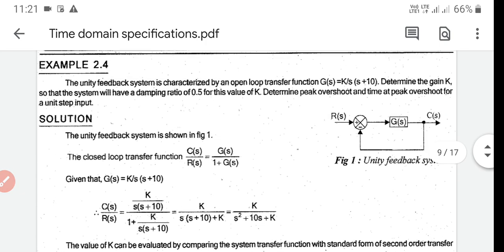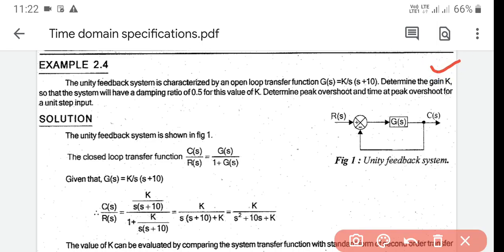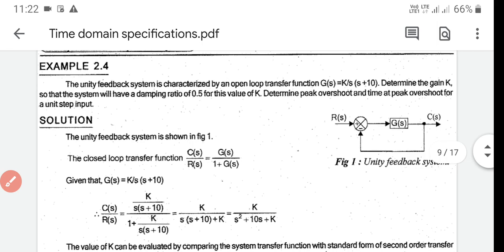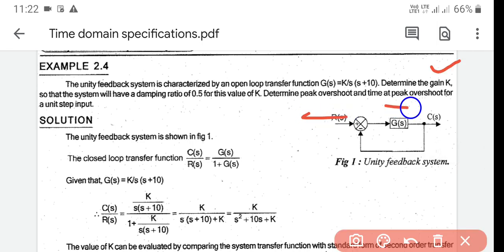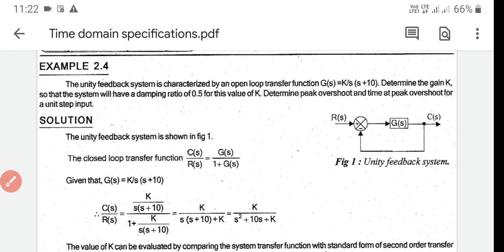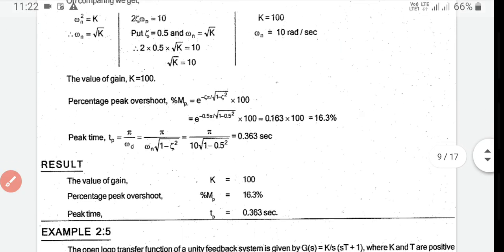So in this problem, with the G(s) value, we have first calculated the gain value K. From the K value we have calculated the omega n value. After that we have calculated the peak overshoot, and Tp is the time at the peak overshoot. All these are calculated for the given question.